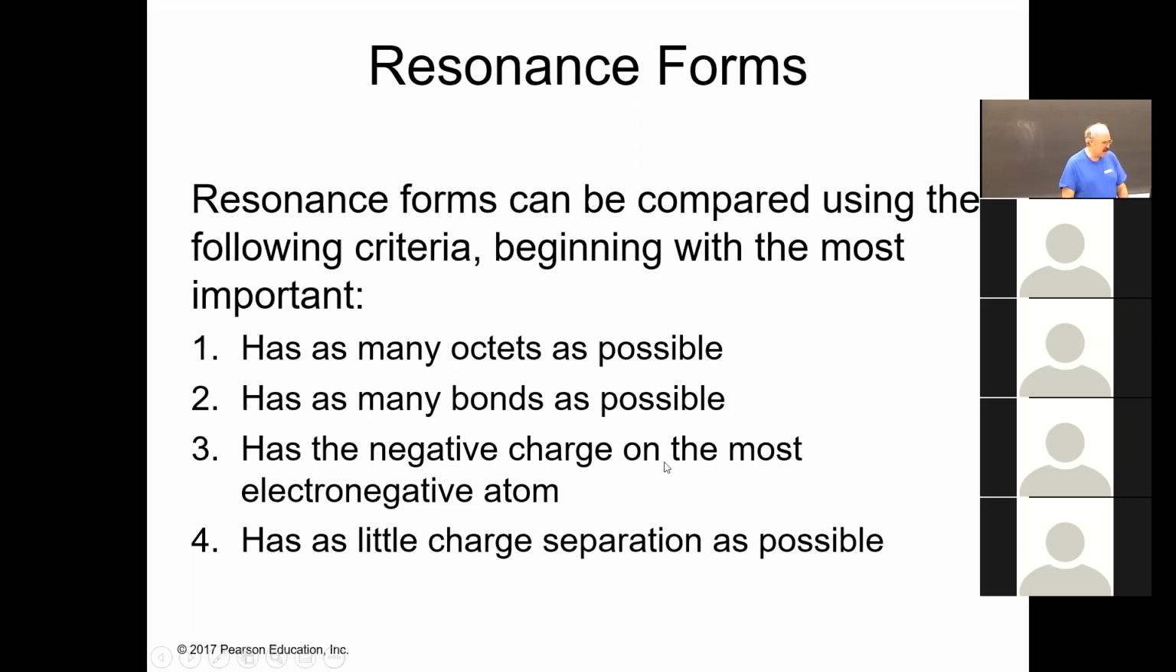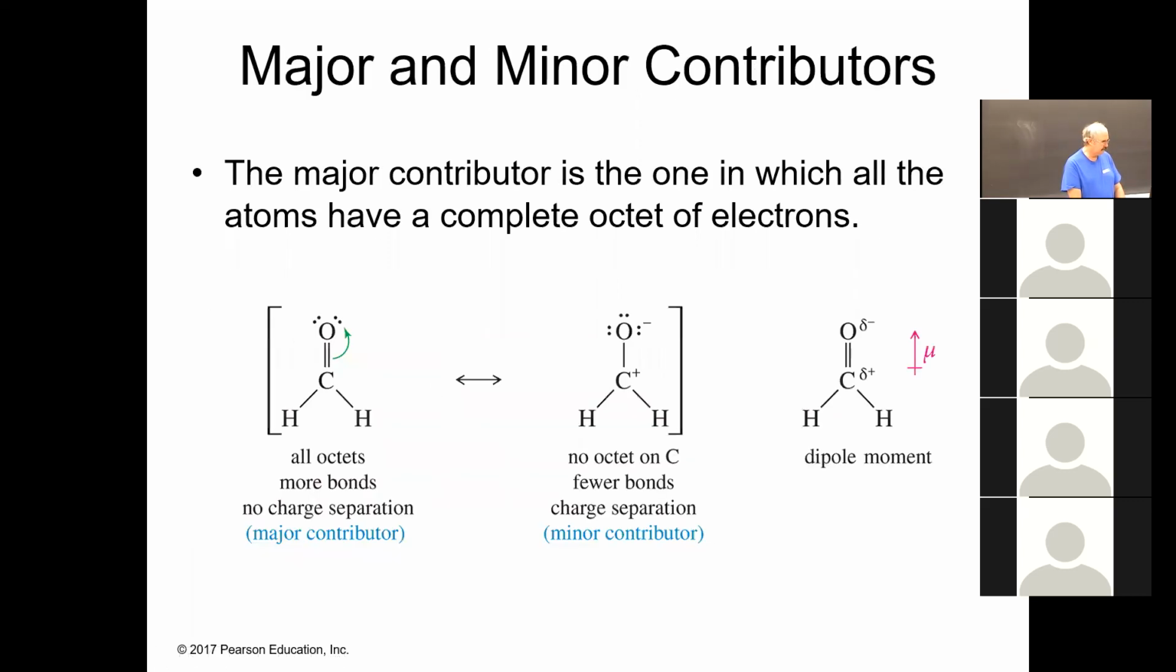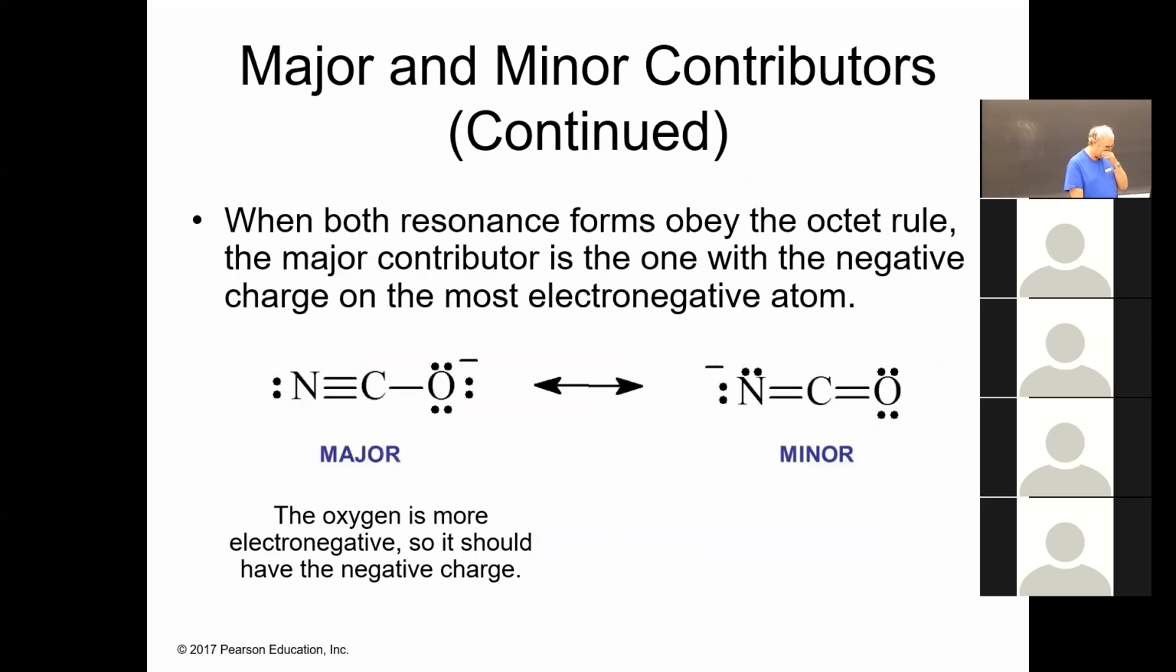It's generally better not to have charge separation. Here's an example of major and minor contributors. The form on the left would be a major contributor, since there is no charge separation. The structure on the right does contribute, but less so because you have a separation of charges.